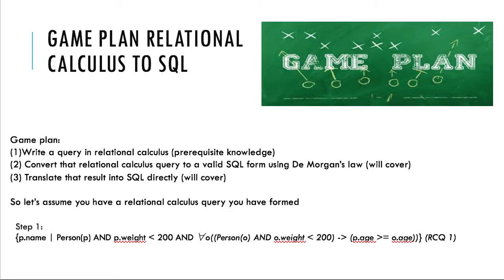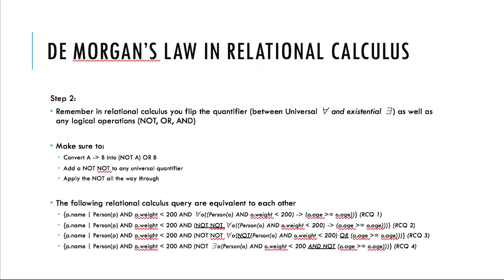So step 1, let's assume you get this, RCQ1. Again, don't really worry about what it means unless you want to. Just assume that this is what you get, and let's see how we translate that. On the bottom there, RCQ1, that's the same thing that we got from step 1. And let's go over my steps.